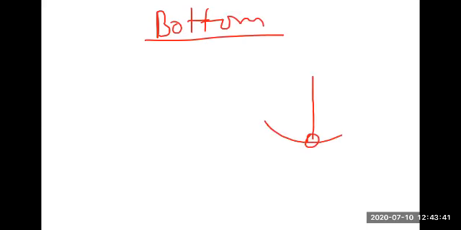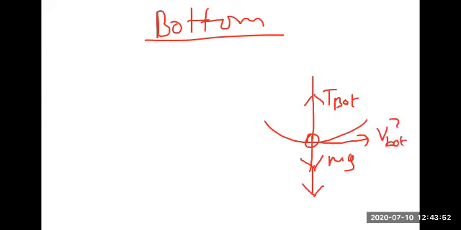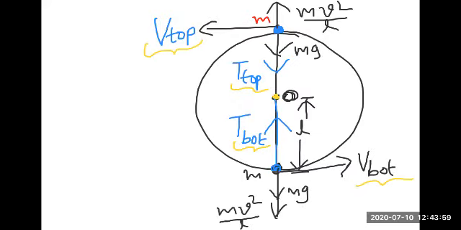At the bottom situation, if you observe here, tension at the bottom is acting towards the point of suspension, mg is acting downward, and the speed here is v bottom. So the centrifugal force I have to write as m v bottom square by L. In the previous diagram also you can check. Here I have to write m v bottom square, and at the top I have to write m v top square, because the speeds at top and bottom are different. So I have to mention it like that.